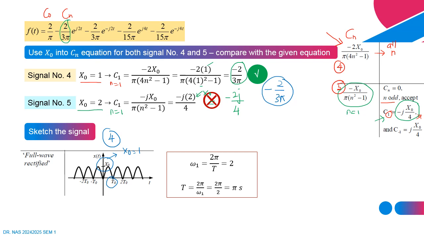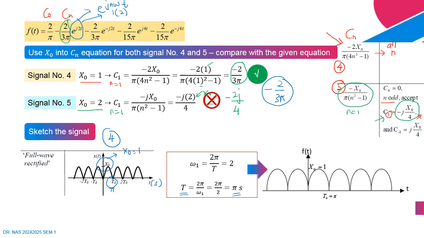you need to calculate from the omega. So from this equation, so this is e^(jωt). Okay, so n in this case equal to 1. So your omega 1 equal to 2. So here your n equal to 1. So your omega equal to 2. So from this omega you can calculate your t, which is equal to pi second. So here you have pi, the unit is second.